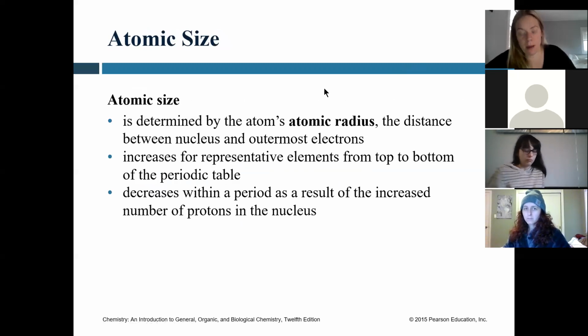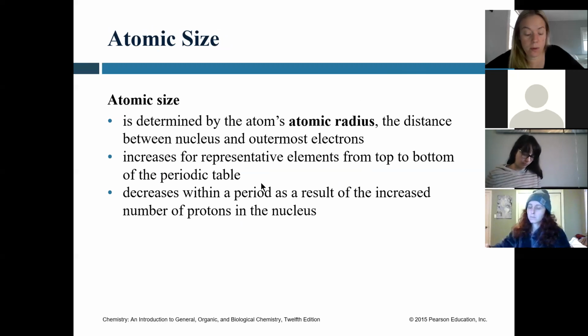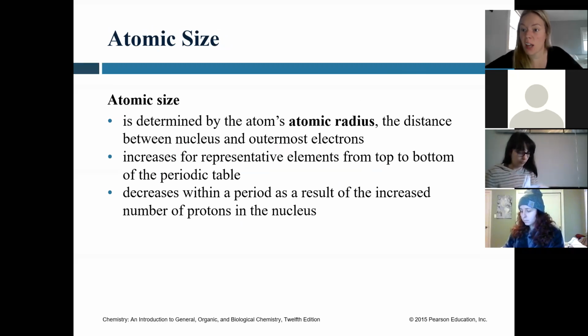So talking about trends on the periodic chart. So we've got this idea that each column has similar properties. They have similar electron dot structures because the number of valence electrons they have are the same. So there's this sort of repeating pattern.